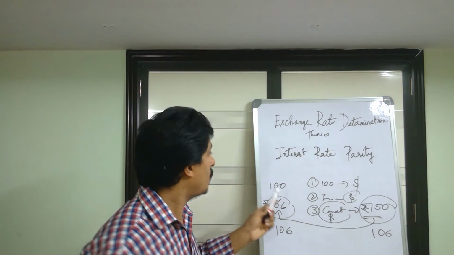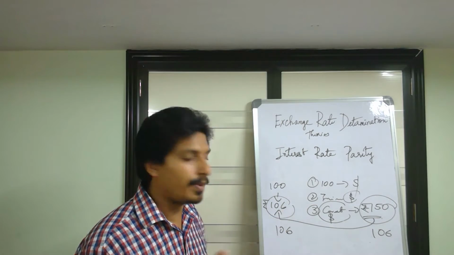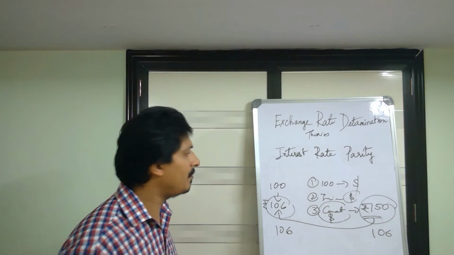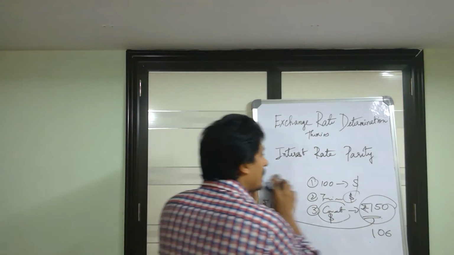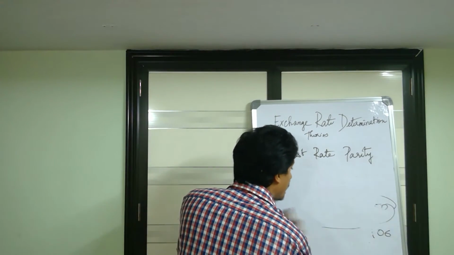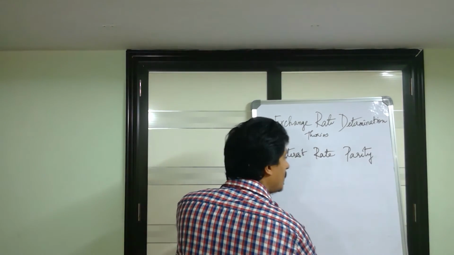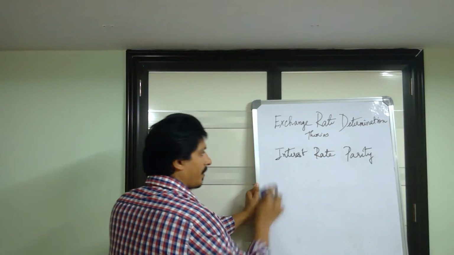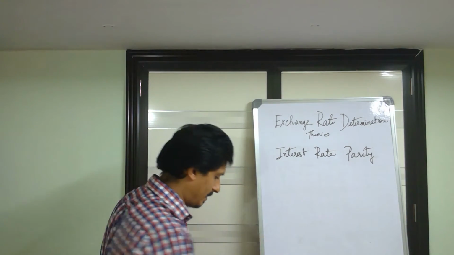Okay, now let's move on to the equation. How can the equation be derived? I am using this rupee and dollar example only to derive the equation. Let us derive the equation from the beginning. I will not give you the formula directly.